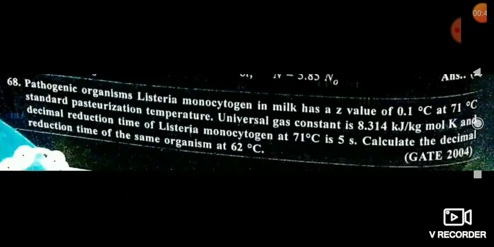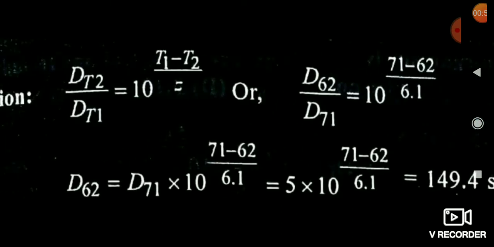Z value is 6.1. Friends, here it is a misprint. It is 6.1 degrees centigrade. Because here, due to the misprint, it is looking like 0.1, but exactly it is 6.1 degrees centigrade. So all of you know this relationship: dt2 by dt1 is equal to 10 to the power (t1 minus t2) by z.